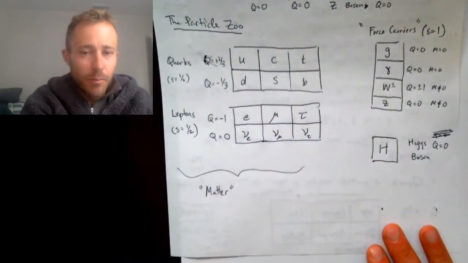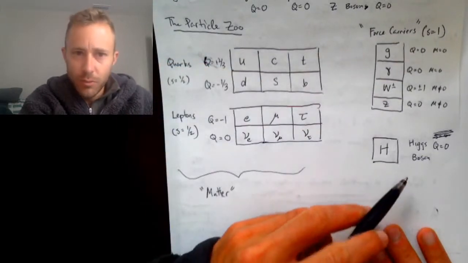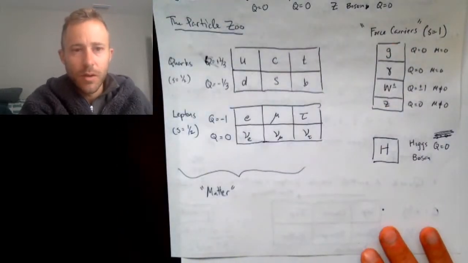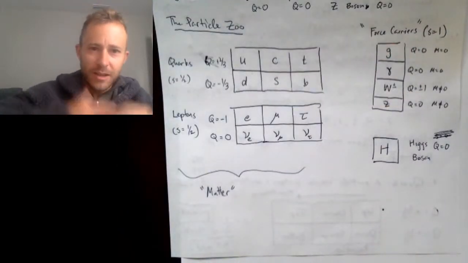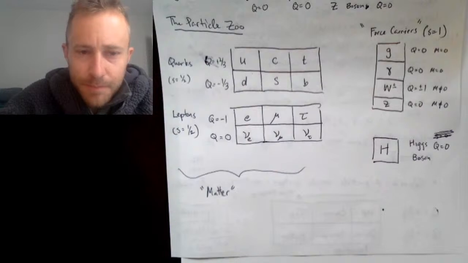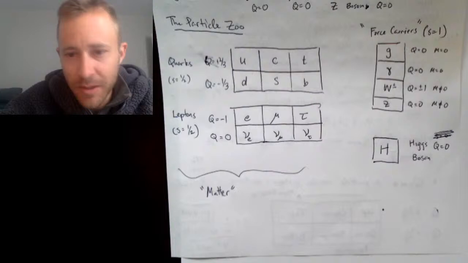But basically, through interaction with the Higgs boson, everything acquires mass. The mechanism by which that happens is a little bit too complicated for me to explain. It's through something called spontaneous symmetry breaking.